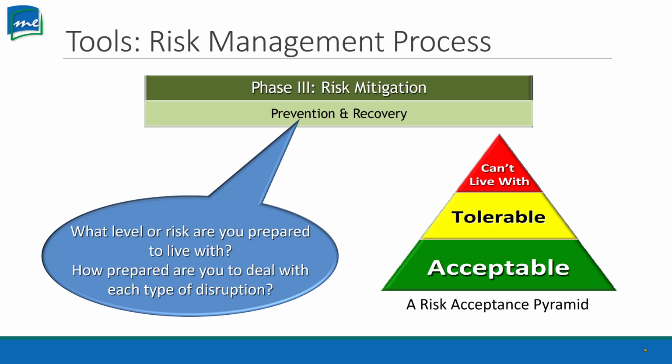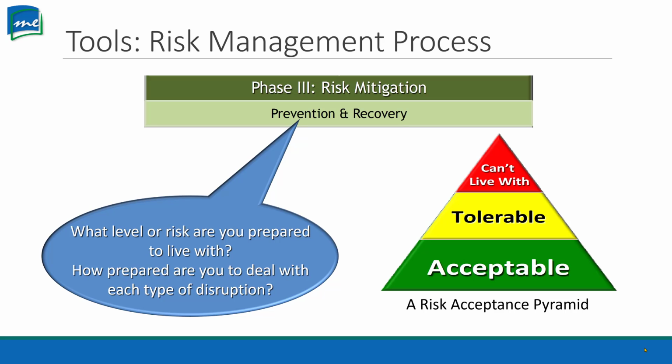So we have our risk acceptance pyramid. Most of them are going to be acceptable risks. Then we're going to have some tolerable, and then at the very top of the pyramid, we have can't live with. These are ones that we're going to do everything we can to avoid. If that means we need to relocate, we will relocate. Only your company and yourself can determine this, but there's a lot of guidance out there and a lot of resources to help with this process.